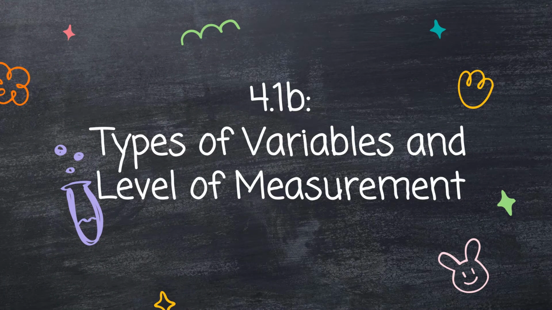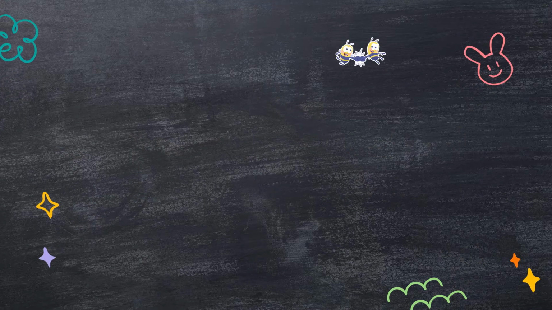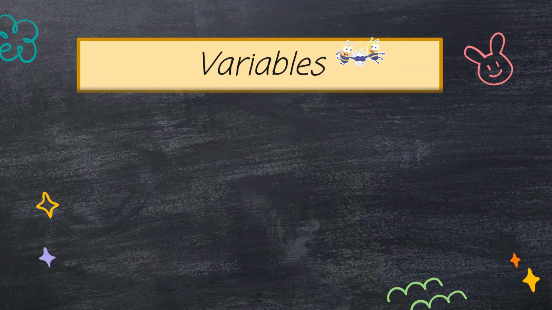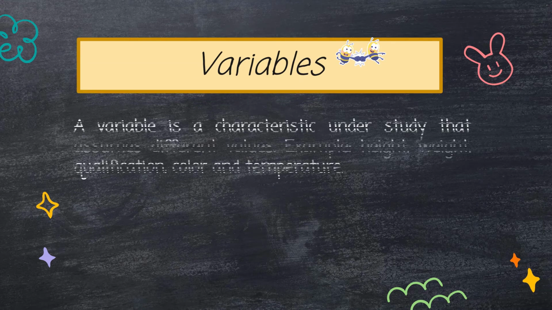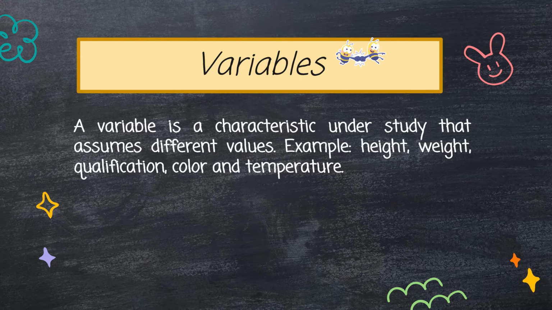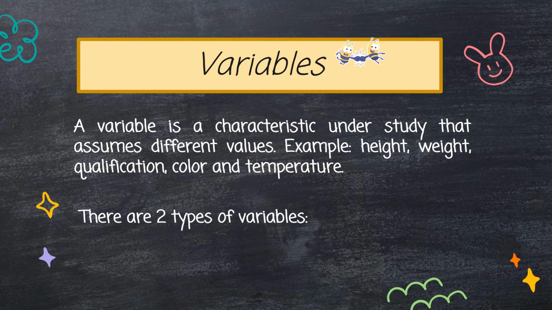4.1b Types of variables and level of measurement. Variables. A variable is a characteristic under study that assumes different values. Example: height, weight, qualification, color, and temperature. There are two types of variables.